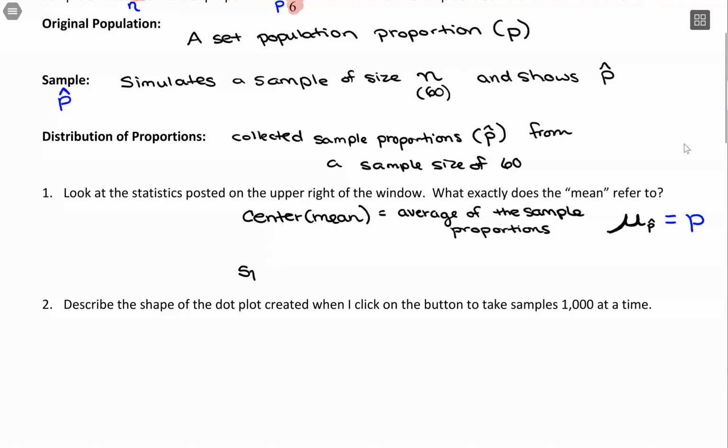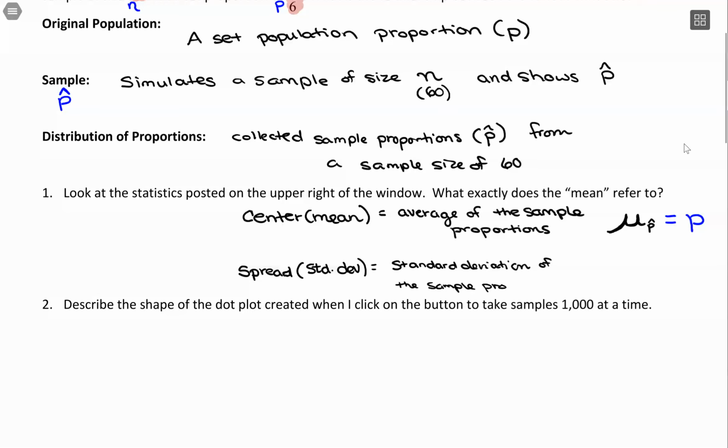Then for spread, they described it as standard error, but let's go ahead and switch it to standard deviation. So this is going to be the standard deviation of the sample proportions.